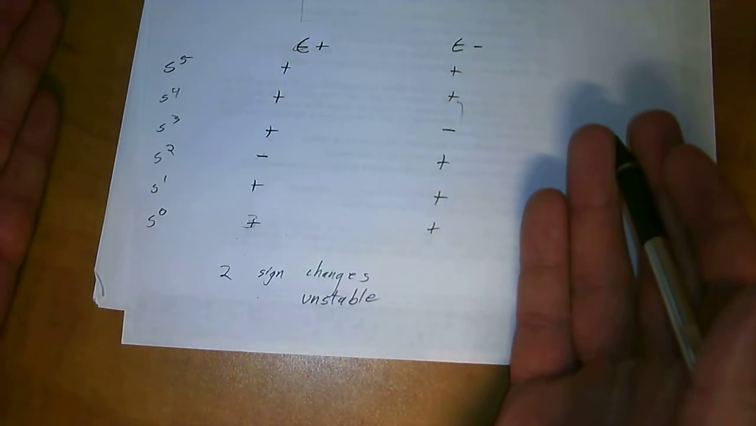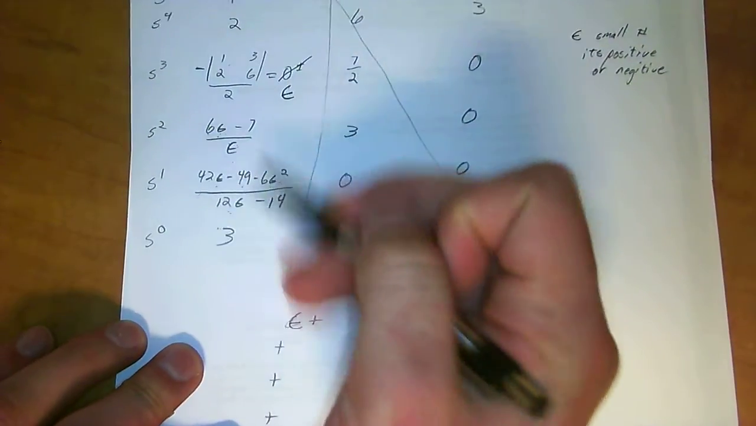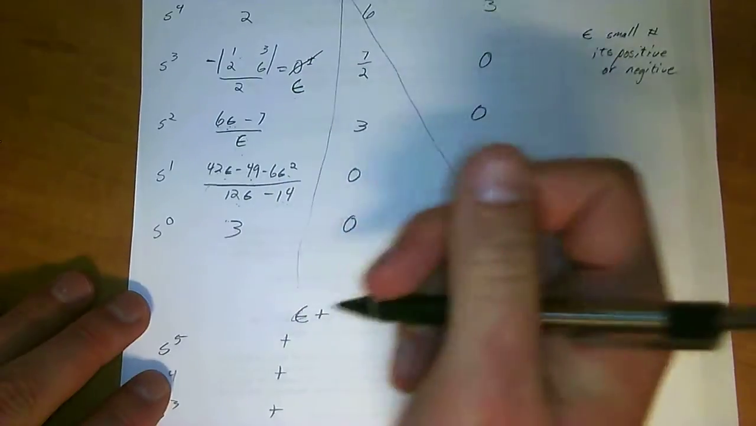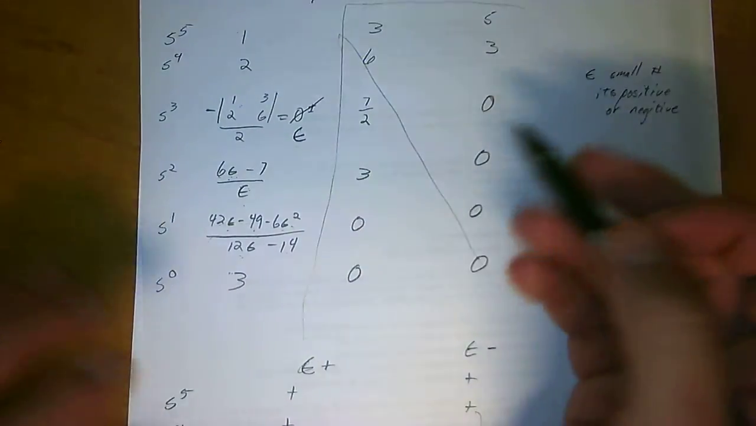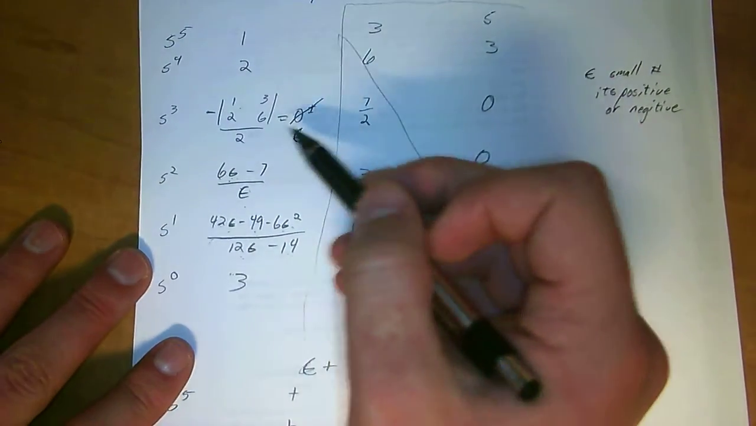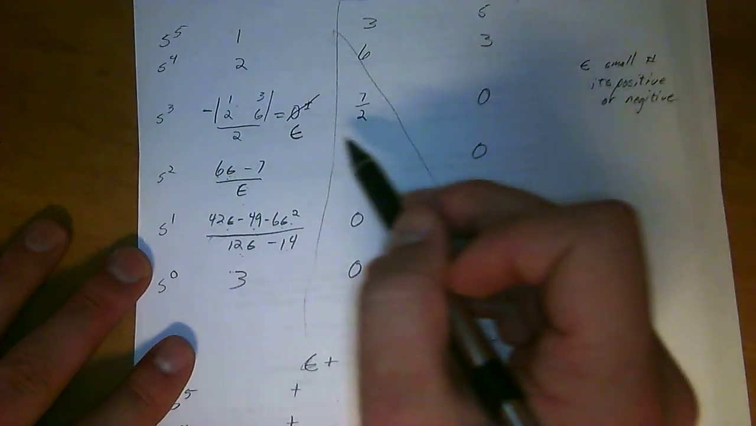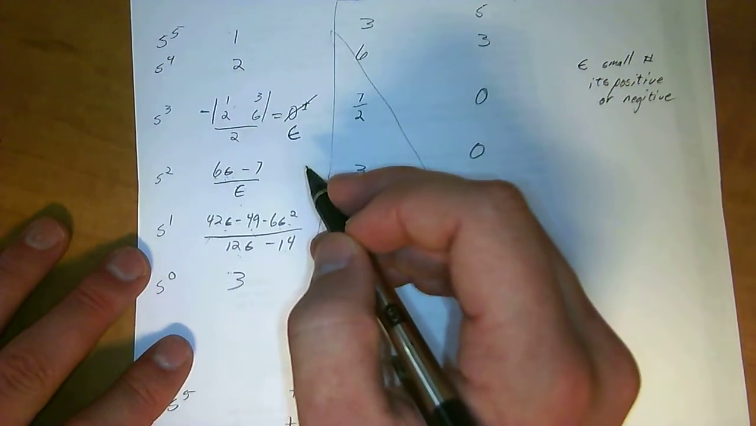If you don't have 2 sign changes, then you made a mistake someplace and you need to go back and check your math up here or how you were evaluating epsilon. So again, the only time you ever use epsilon is if you have a 0 in the first column, and this is not a row of zeros. That's the only time you ever have to use epsilon.